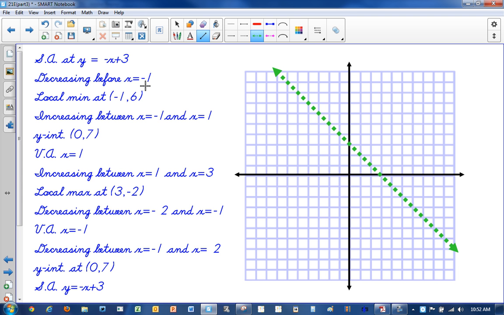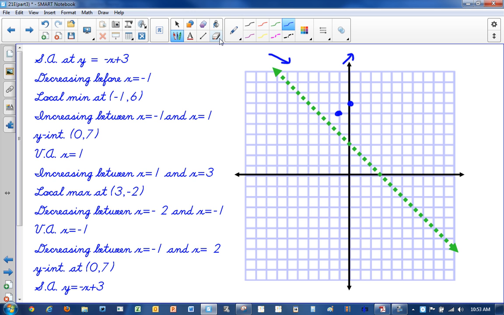All right, everywhere before x equals negative 1, I am decreasing. So let me just draw a little down arrow everywhere before I get to x equals negative 1. There is a local minimum at negative 1 and 6. So 1, 2, 3, 4, 5, 6. That's a minimum. Then I am increasing everywhere between x equals negative 1 and positive 1. So I'm increasing here. And somewhere in there I've got a y-intercept of 0 and 7, which is right here.